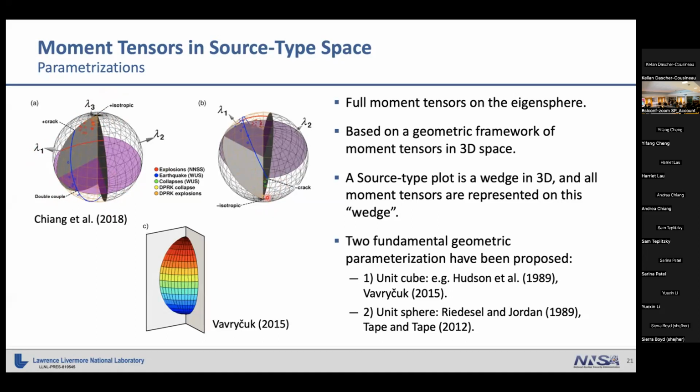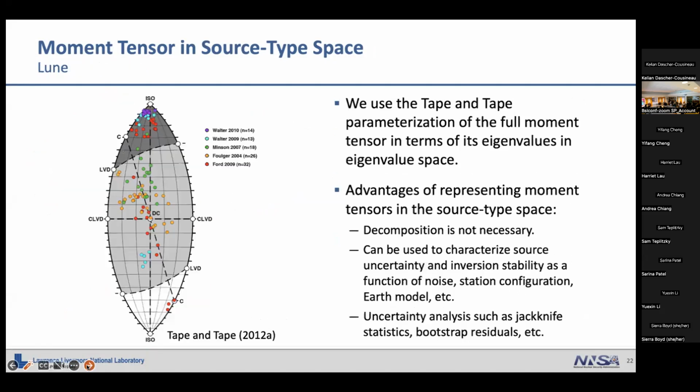So they naturally separate. What we would like to look at is how this pattern changes from 1D to 3D. There's a couple of ways to plot these. We used what we call the tape and tape parameterization, so it's on the sphere. You've probably seen some other figures where they plot it on the cube. The advantage of using this particular one, like I said before, is that decomposition is not necessary. And then you can start to use them to characterize source uncertainty, inversion stability as a function of a variety of things: noise, station configuration, in this case, Earth model.